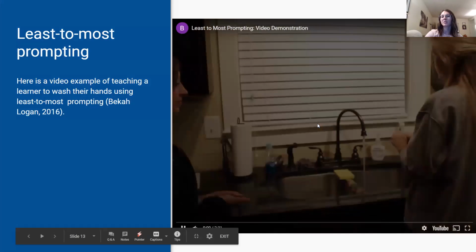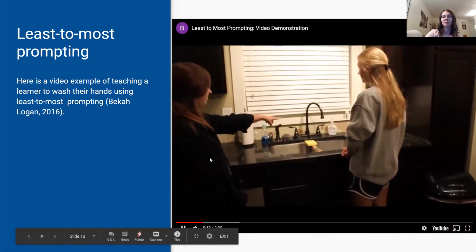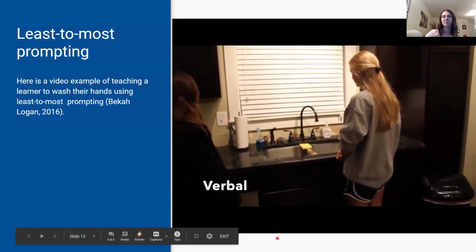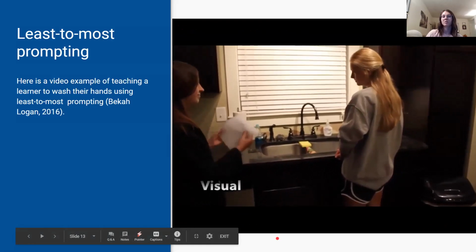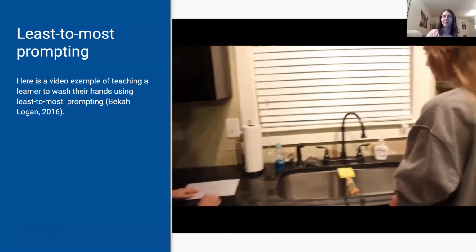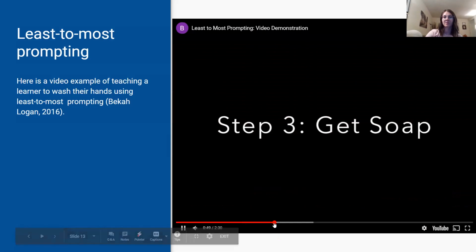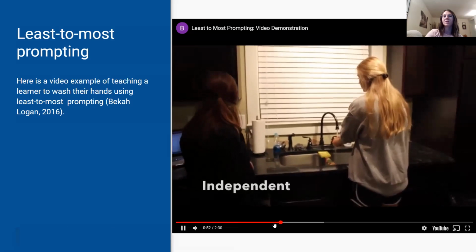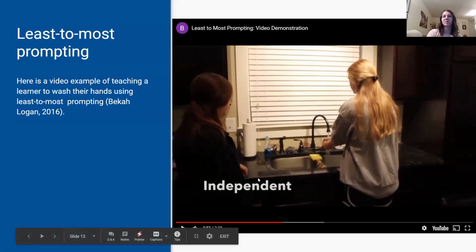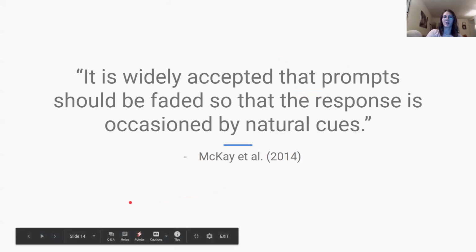This is an example of least to most. So she gave her a chance to do it independently first. There's her visual cue and her verbal cue. So with least to most prompting, you're just going to go up or down the ladder or the pyramid until you get correct responding from the learner. So you may use multiple kinds of prompts in just one trial.